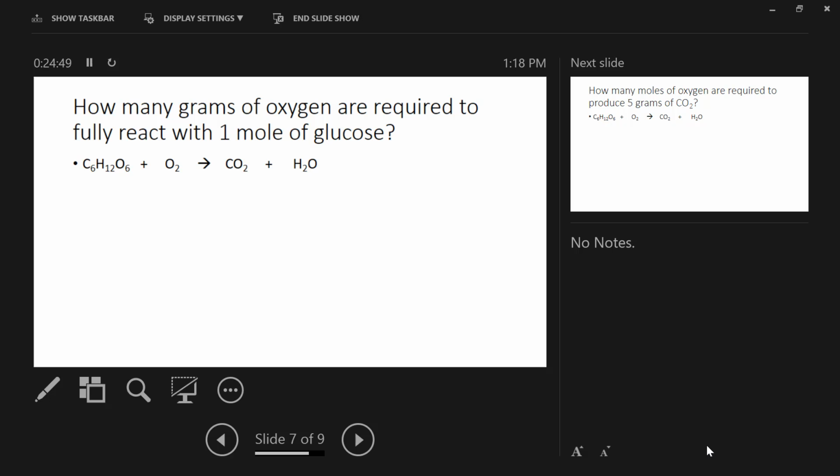And then here, we've already got this one set up for us, right? Top left is going to be what you're starting with. Top right is what you're going into. What are we going to go into in step 2? Grams of oxygen. Why couldn't we just go straight from moles of glucose to grams of oxygen?